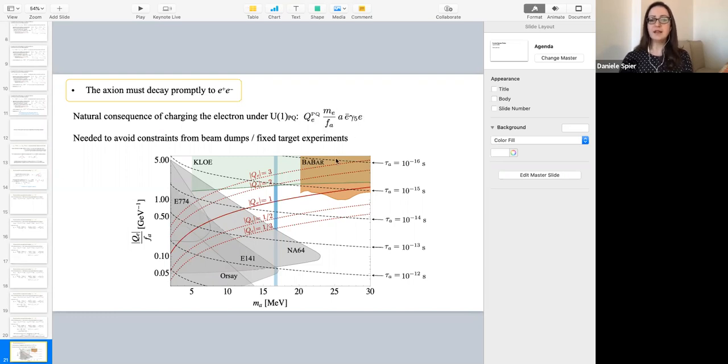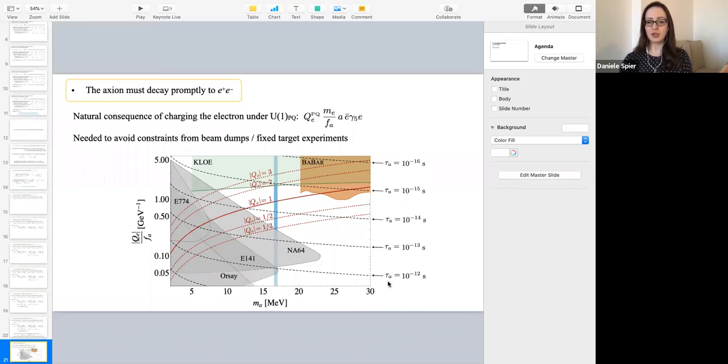And that gives very short lifetimes for the axion that are shown in this plot here. This is the parameter space of axion mass and coupling of the axion to electrons, as parametrized by this ratio of electron PQ symmetry over axion decay constant. And these dashed black lines show you contours of the axion lifetime.